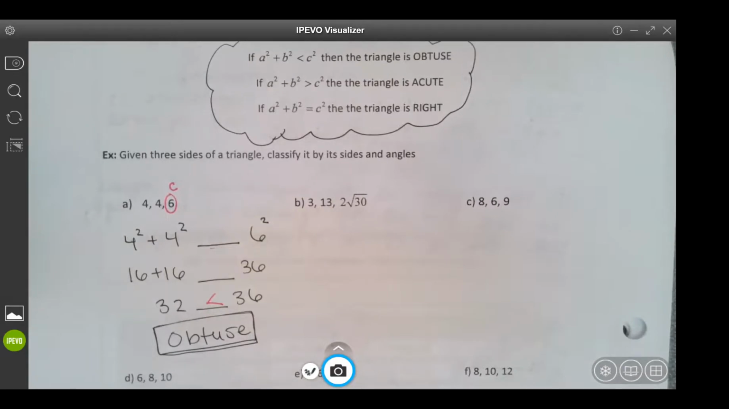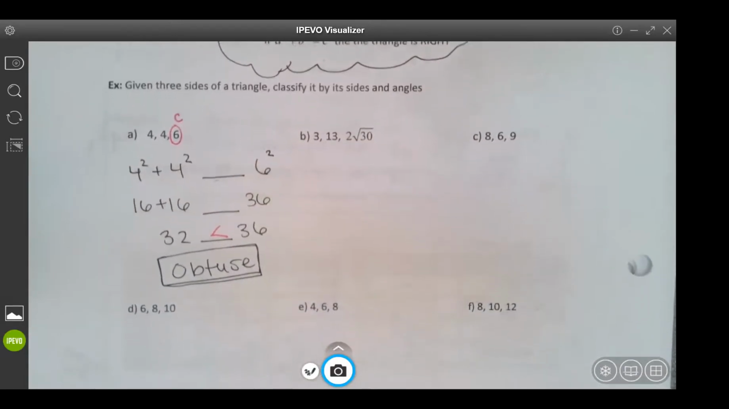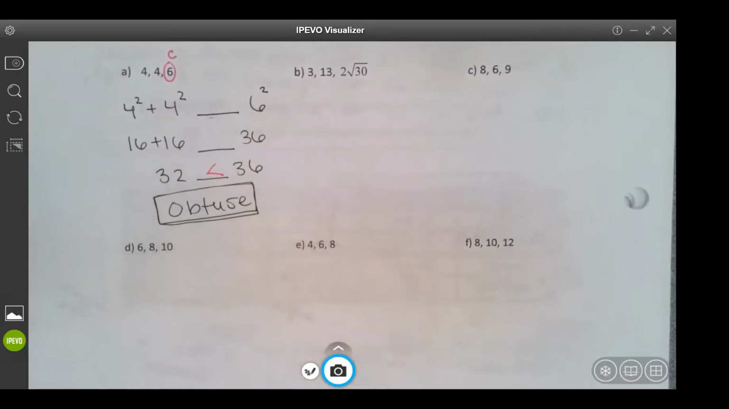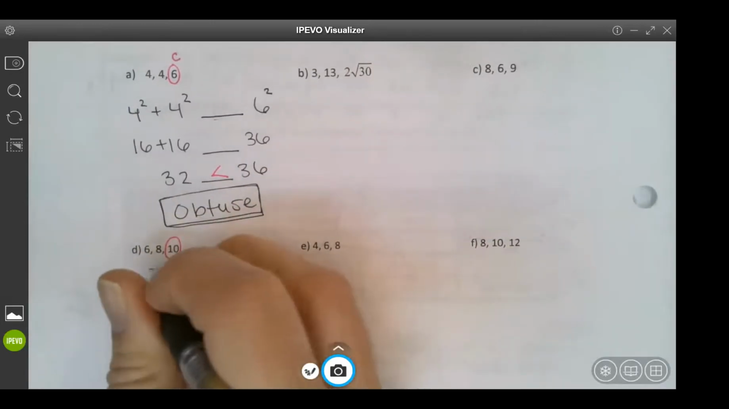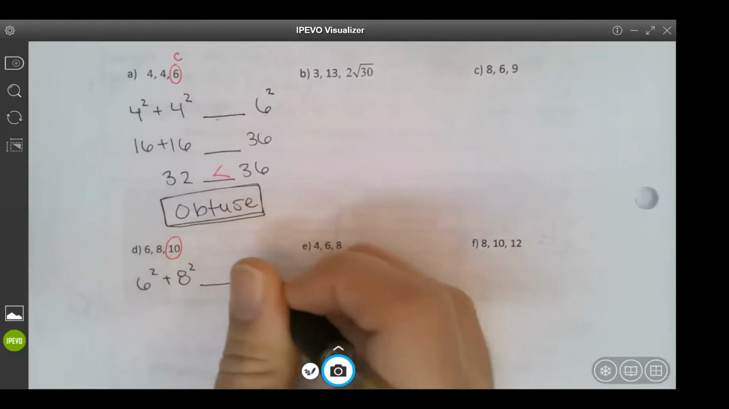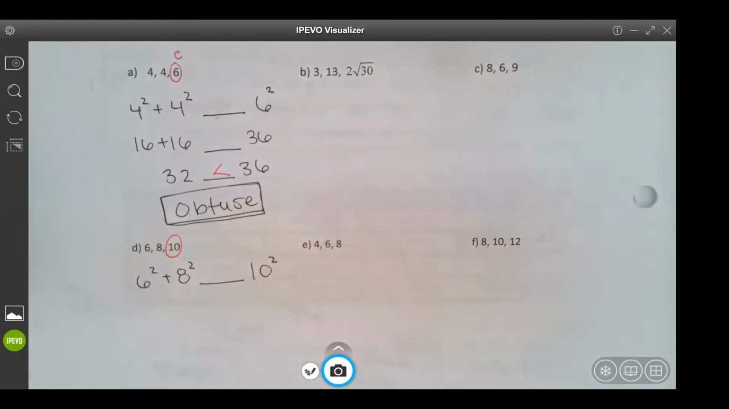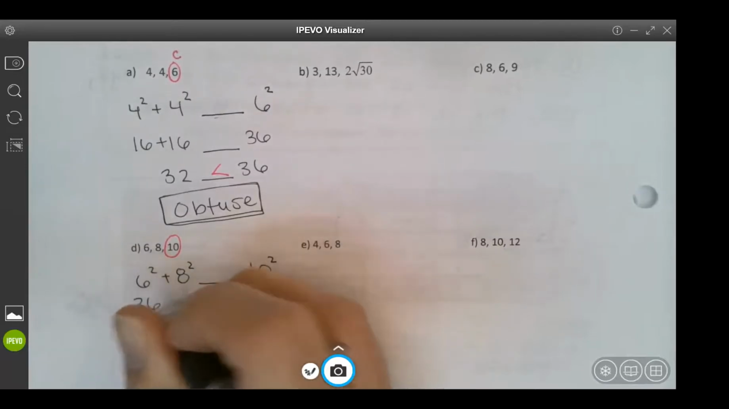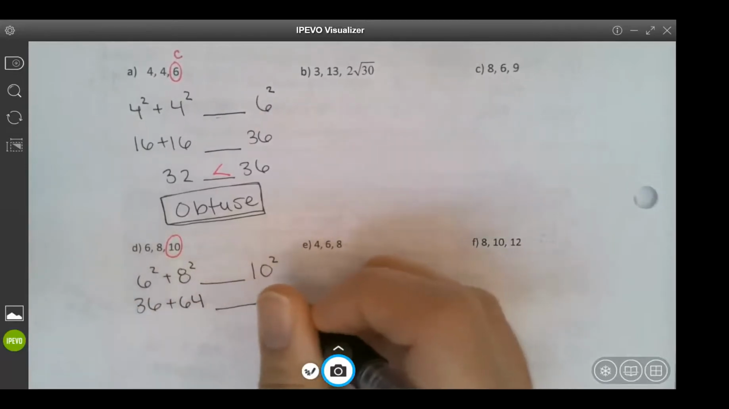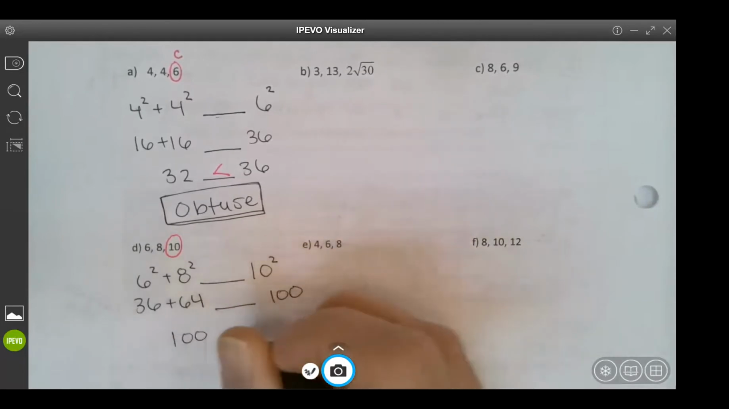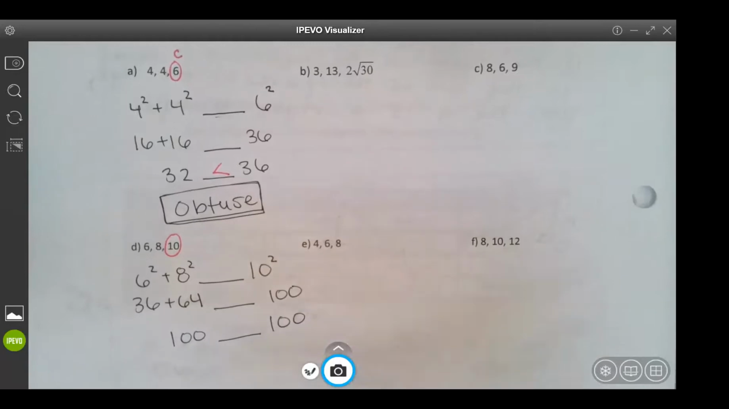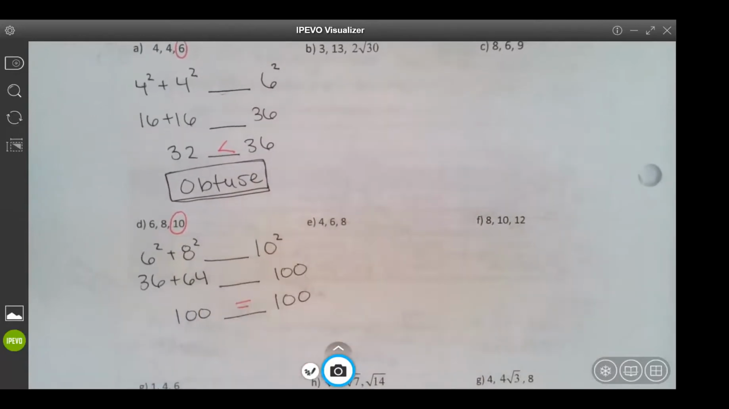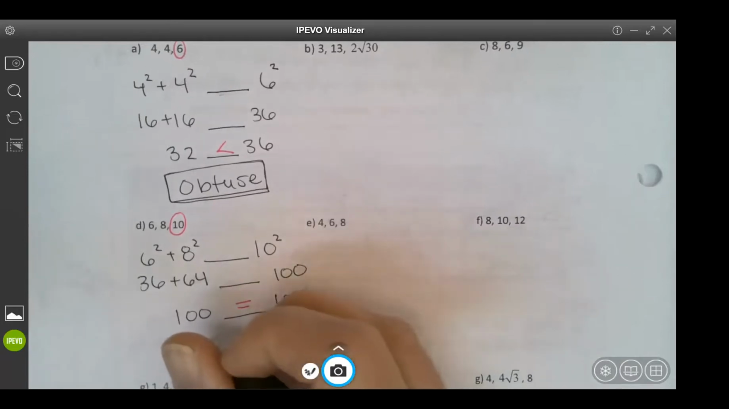Okay. I'm going to skip to another one that doesn't have a radical. So on D, again, the first thing I do is identify this is my largest side. And I'm going to say A squared plus B squared, how does it compare to C squared? 36 plus 64 compared to 100, which gives me 100. And 100 compared to 100, it's equal. So what type of triangle do I have here? I have a right triangle.